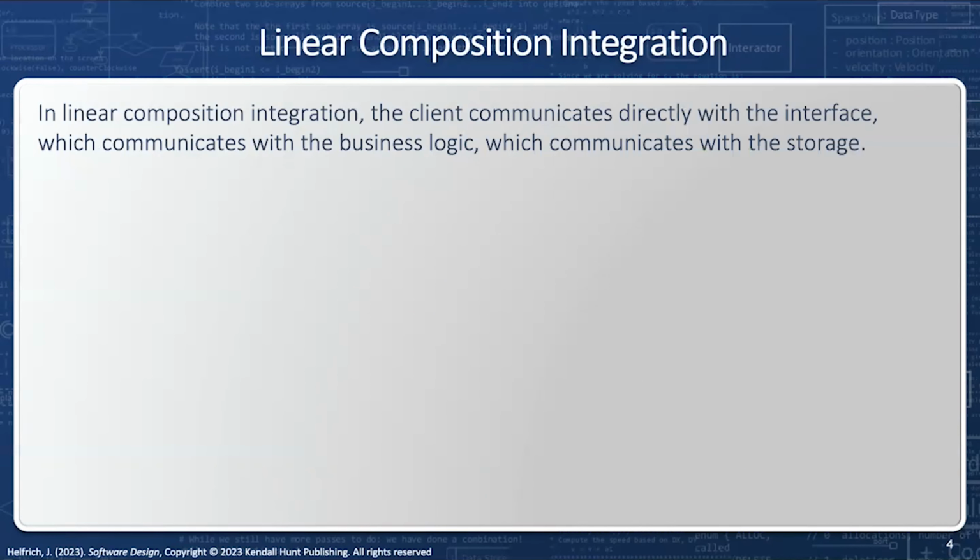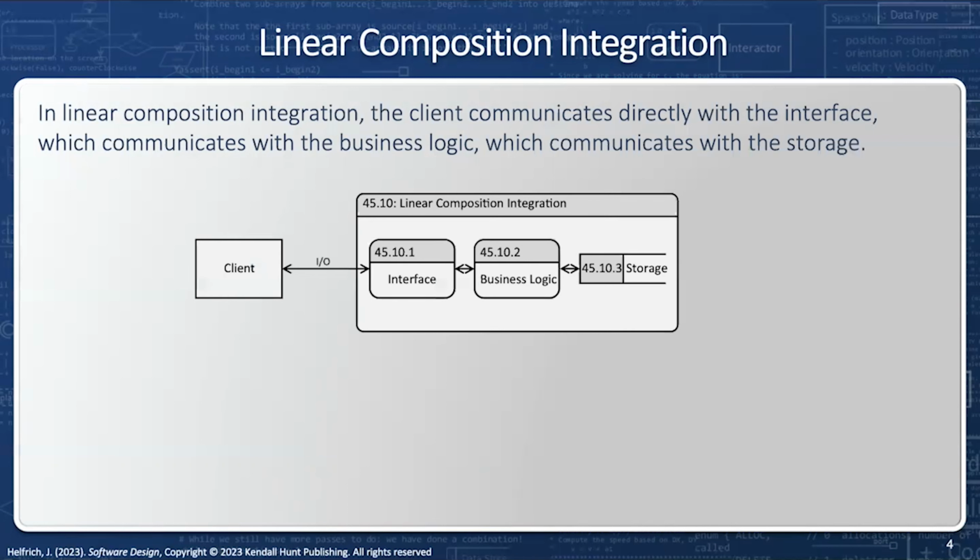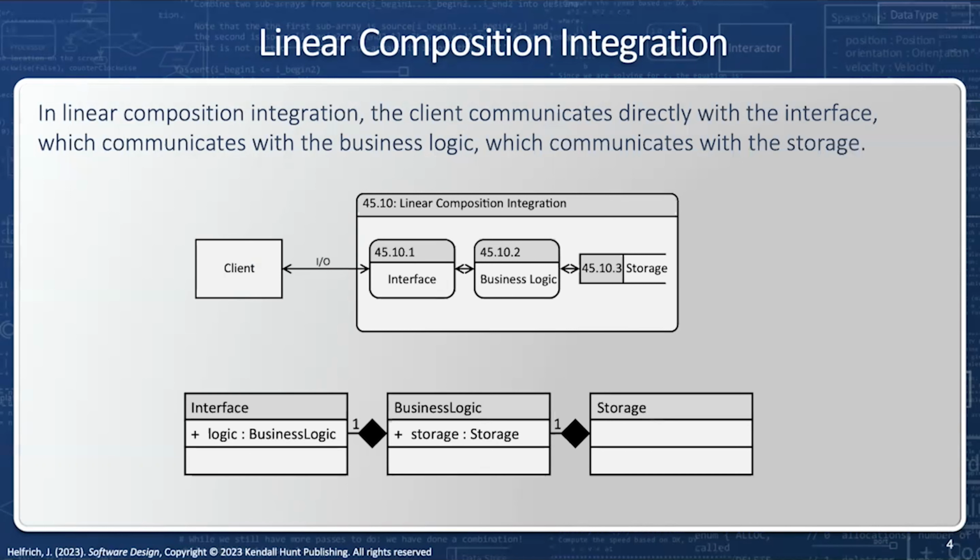First, linear composition integration is where the client communicates directly with the interface, which communicates with the business logic, which communicates with the storage. So the client's only going to see the interface, and the interface will then talk to the business logic, and the business logic will then talk to the storage. As the name implies, we're going to use composition to connect these three concerns.